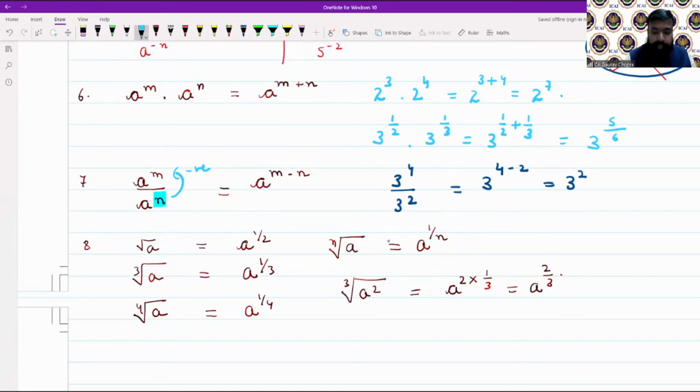Let us take one more example. If we are having, let's say, 7 cube and then fifth root, so we can write it as 7 to the power of 3, and since it is fifth root, we will divide it by 5. So 7 to the power of 3/5. This is the result.